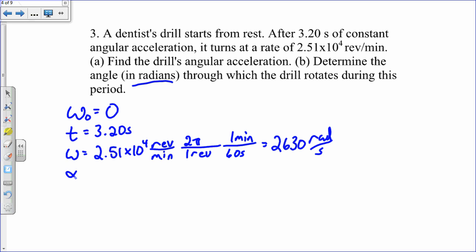I want to know what is alpha. This is similar to what we had before. I say omega equals omega naught plus alpha t. Omega naught was 0, so it's just 2630 over 3.2.